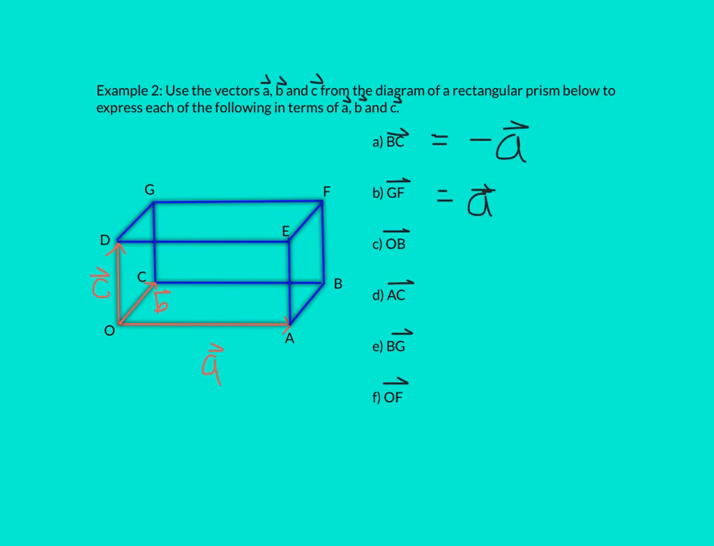From O to B, so here's O, here's B. This time we don't have a direct path already on the diagram, so essentially we have to form one. You should be able to see that if we start at O, we can follow the vector B and then follow along CB to get to our result. And we know that this vector here is equivalent to A. So our result will be B plus A.